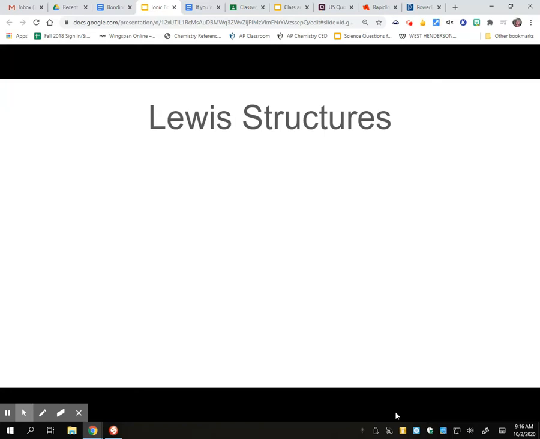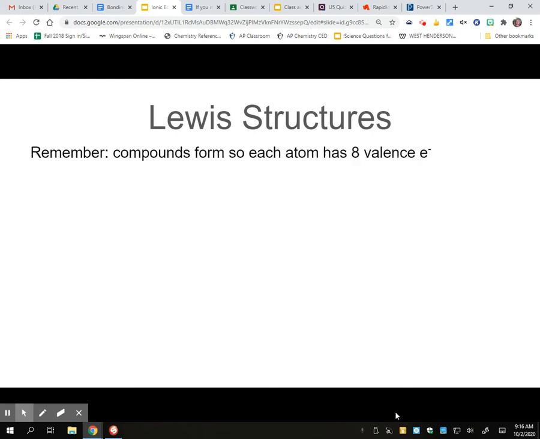This video is on Lewis structures. This is how we can represent molecules or covalently bonded atoms in two dimensions. The first thing I want you to remember is that compounds form so that each atom has access to 8 valence electrons. That's the octet rule.